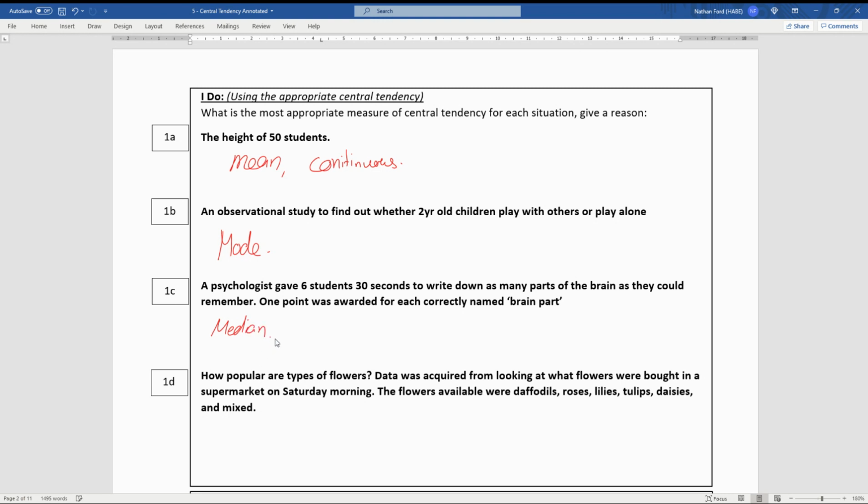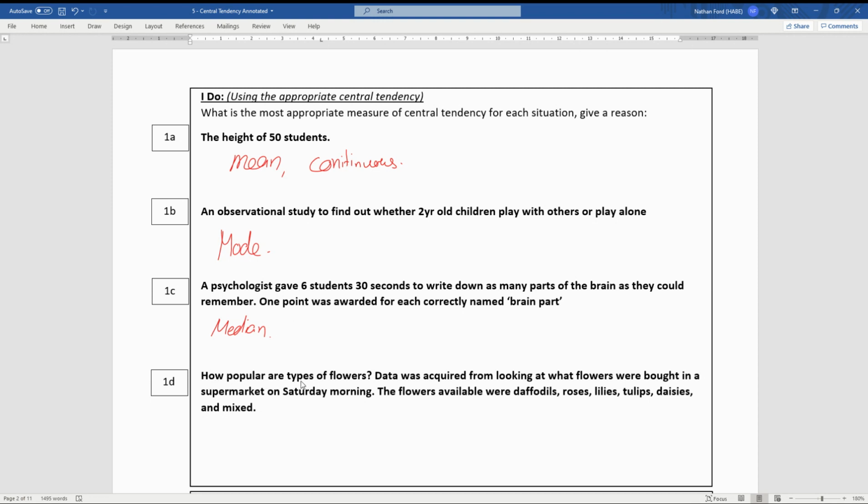2 reasons. One, if you do mean, you're going to get decimal values if it's not divisible by 6, and you can't get a decimal out. This is discrete. And the other point is this is going to reduce the effect if there's one person that's really good at it, or really bad at it. So it's going to reduce your outliers with such a small survey.